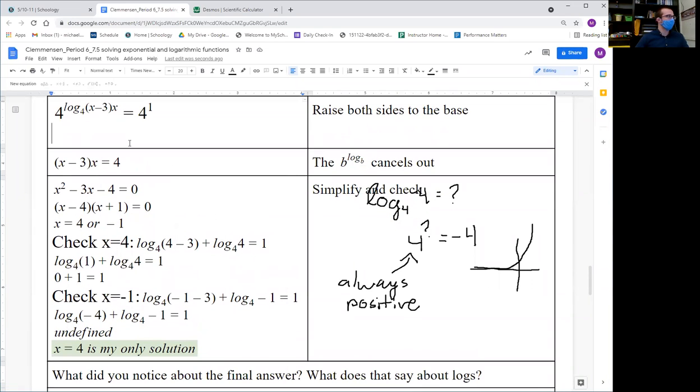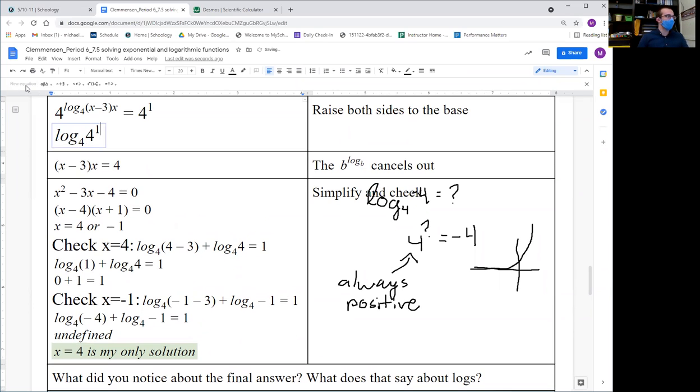There we go. We can rewrite this also as log base 4 of 4 to the power of 1 equals the exponent up above, which is log base 4 of x minus 3 times x. And then we can cancel out our log base 4s. That is another way to think about this. All right. Cancel, cancel. We can do it that way.